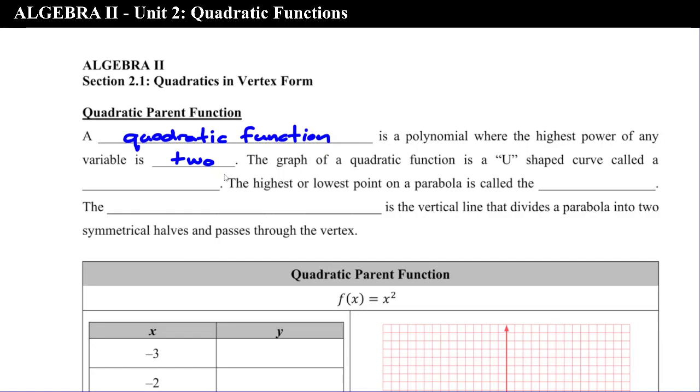The graph of a quadratic function is U-shaped, and it is called a parabola. Now the highest or lowest point on a parabola is called the vertex. And the axis of symmetry is a vertical line that divides a parabola into two symmetrical halves passing through the vertex.